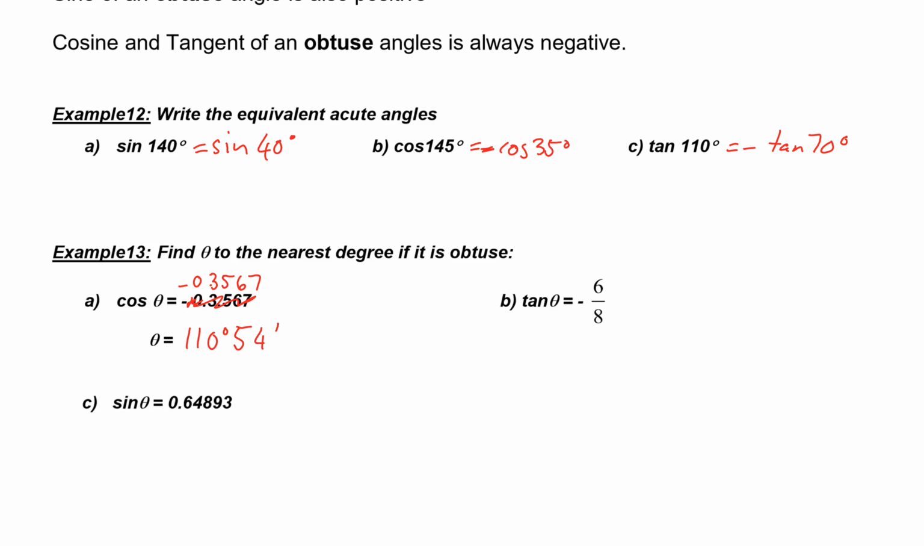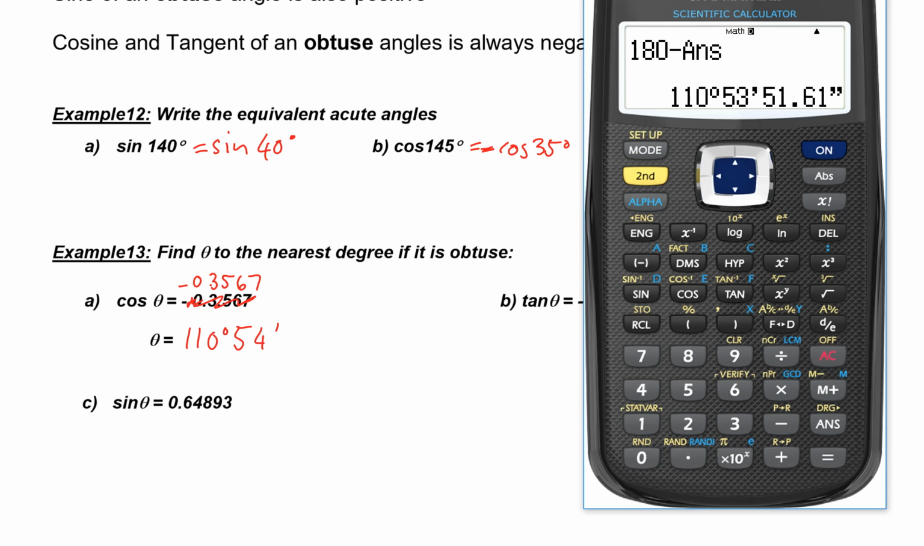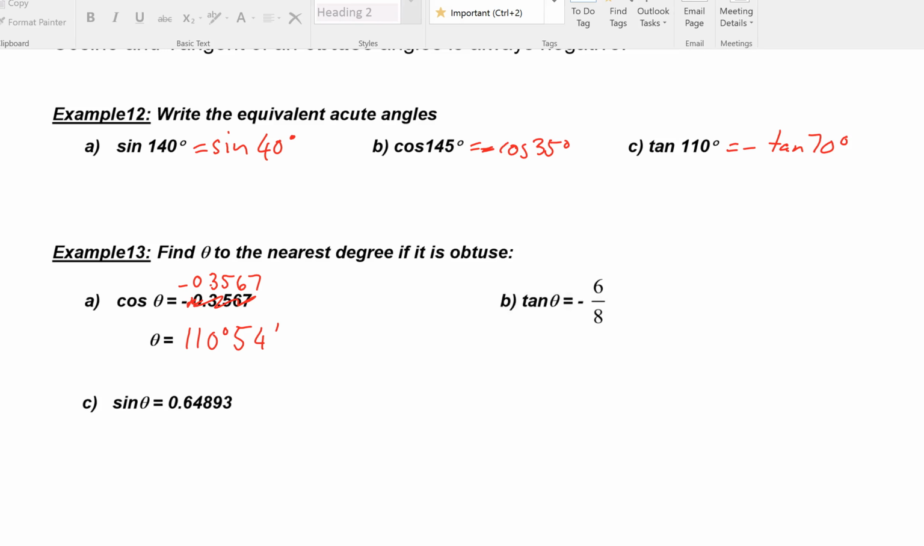I can confirm that's the case by doing the cos of that. The cos of 110 degrees 54 minutes equals negative 0.3567, with a little bit of rounding error in there. So we made it positive, did the inverse cos, and then took my answer away from 180. Sometimes your calculator gets it right without doing all of those steps. Sometimes it doesn't.